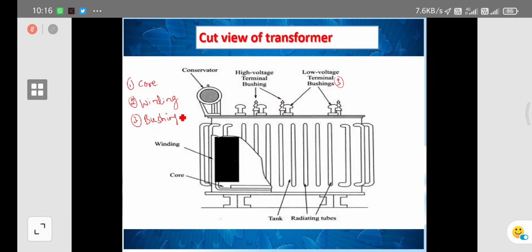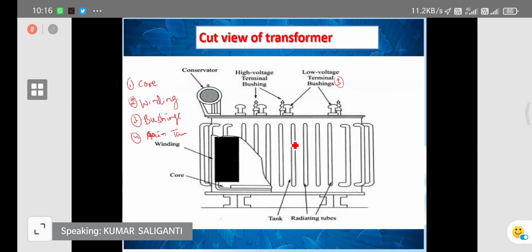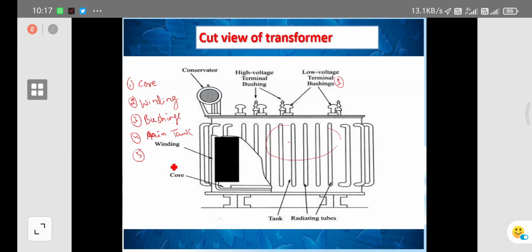Bushings. And the fourth one is the conservator. There is a conservator tank. Generally we have a main tank here. This total is the main tank. And the fifth one is the conservator tank.